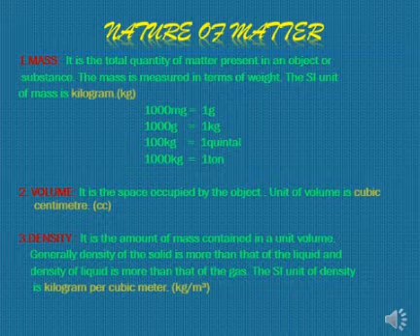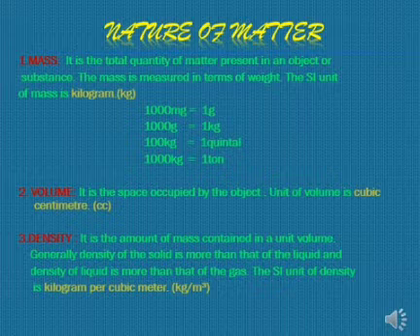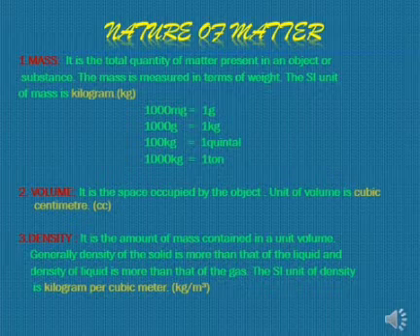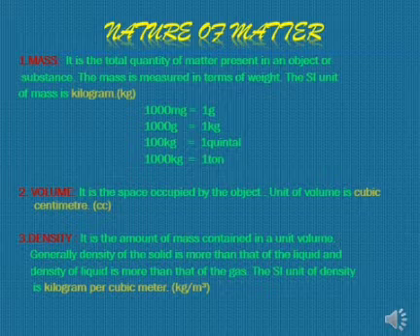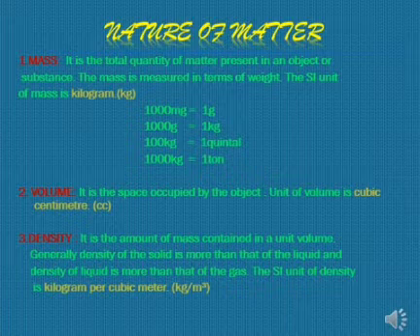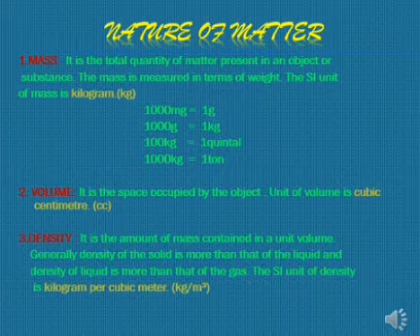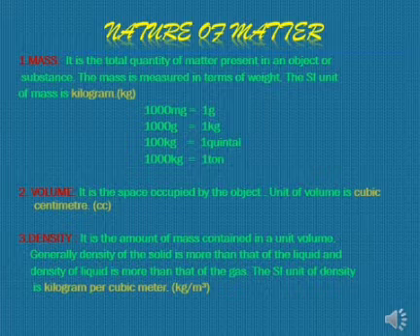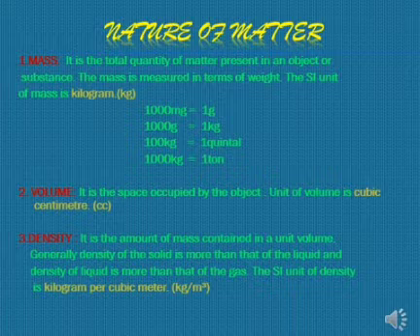Now next is volume. So we know matter has mass and occupies space. And this space occupied by an object is called volume. Volume is nothing but the space occupied by the object. And the unit of volume is cubic centimeter or cc. Next, density. What is this density? It is the amount of mass contained in a unit volume. So density is the amount of mass. Mass is the total quantity of matter present in an object.